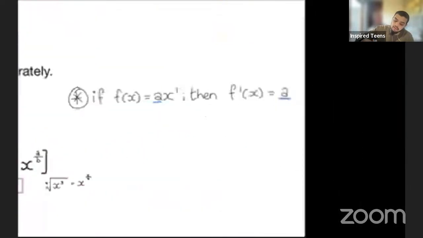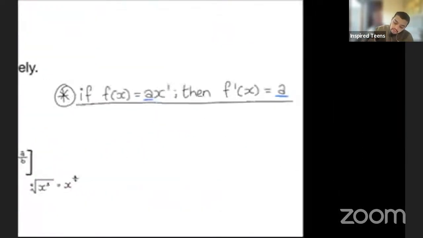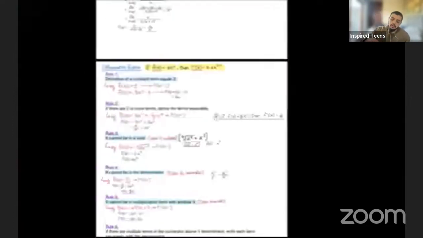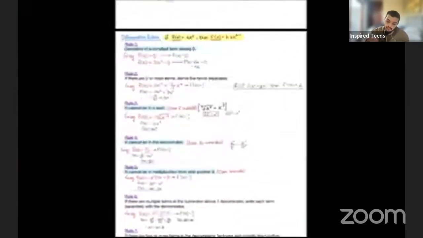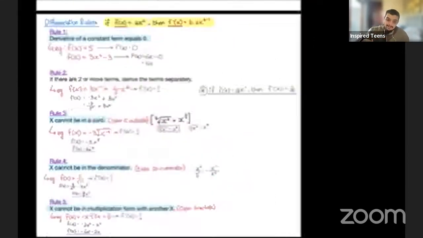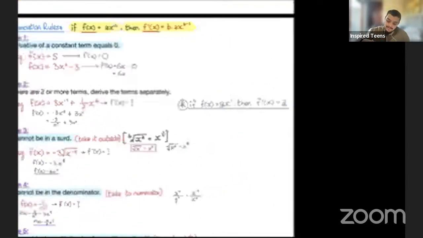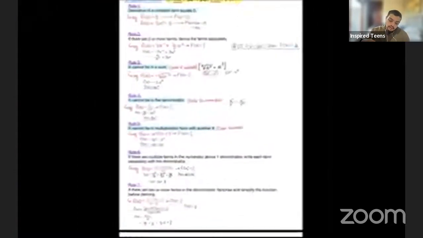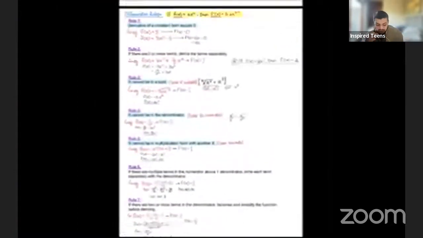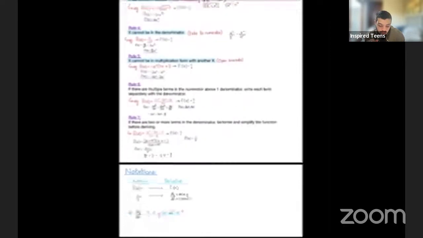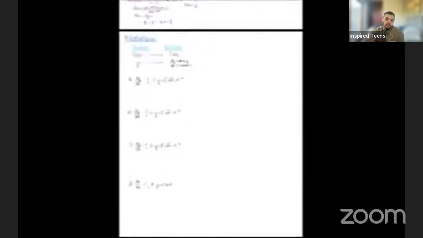There is also a rule here to remember. If f of x is equal to a x to the power of 1, then f prime x is just a. It's just the coefficient. If you have a term where the exponent is 1, then your derivative is just the coefficient. Okay, cool. Those are the different rules of differentiation, as well as some other rules to help you simplify terms before you derive them, before they get tough.